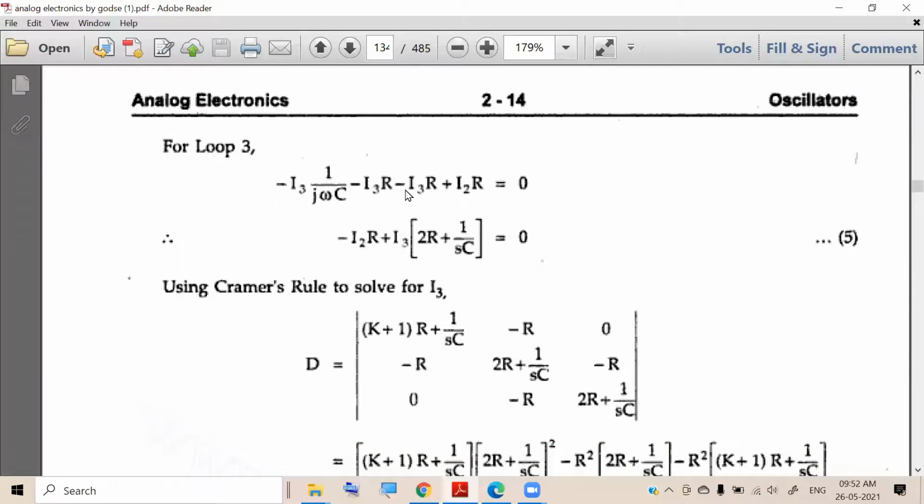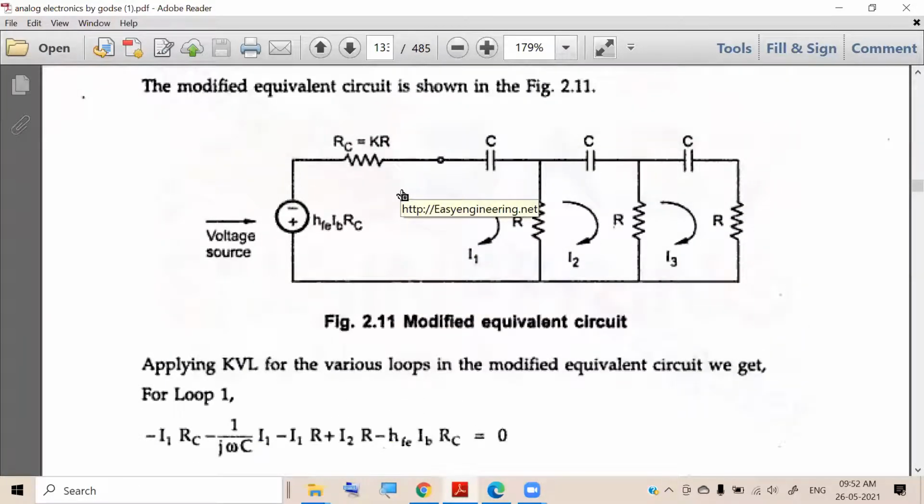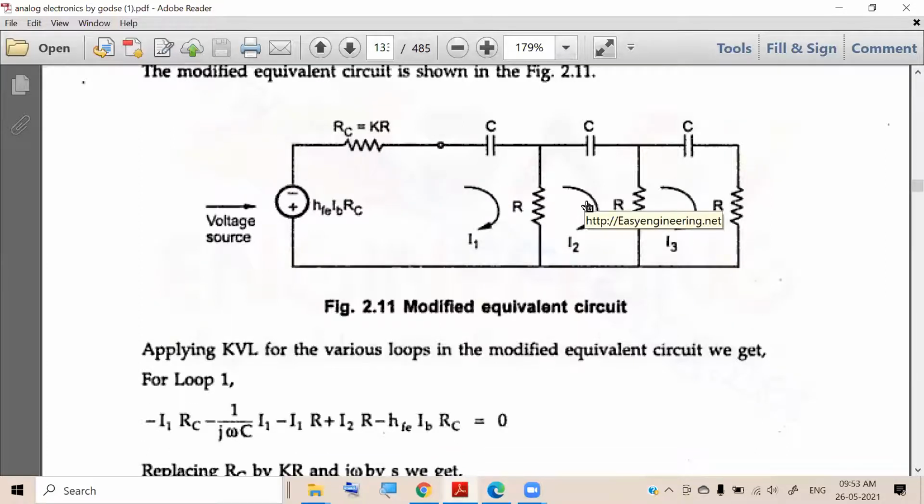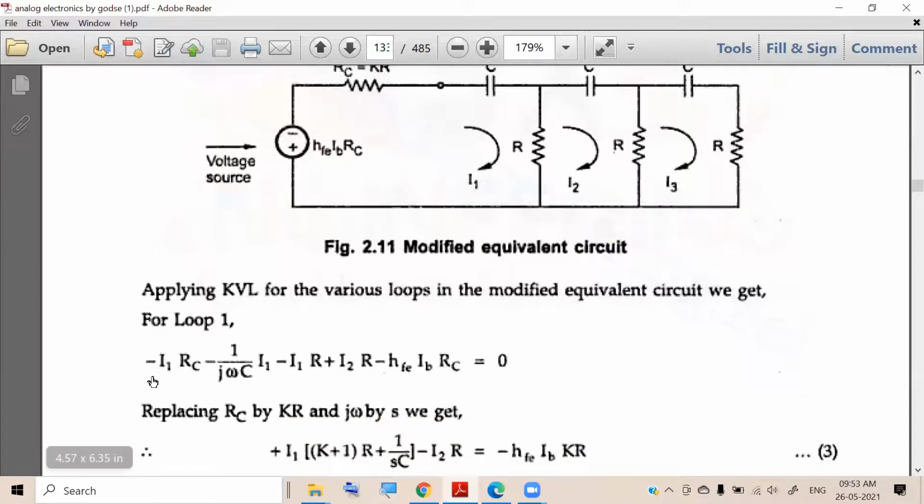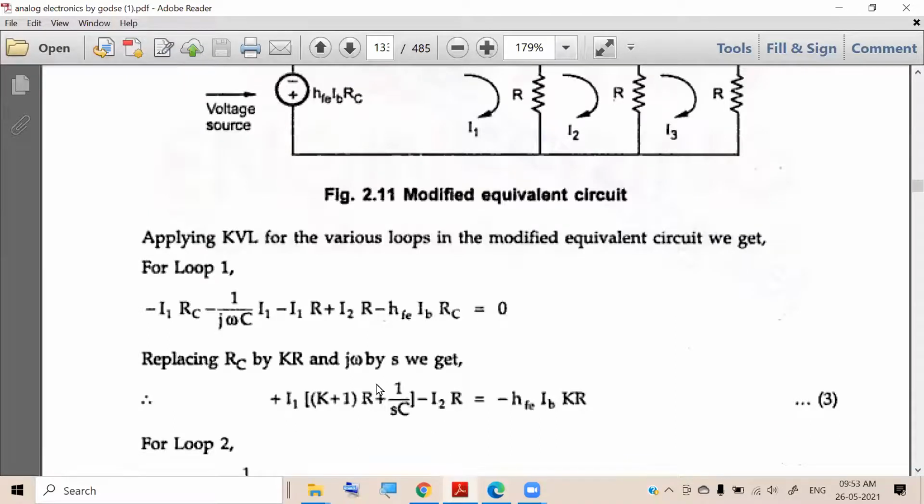This is the equation we will get. Usually, to solve capacitive or inductive circuits, the Laplace transform method is used. Mathematics Laplace transform, I hope you know. In the Laplace transform, j omega is simply replaced by s.